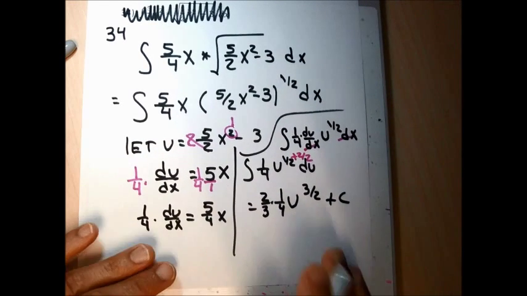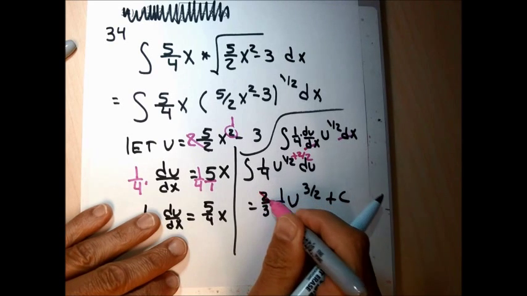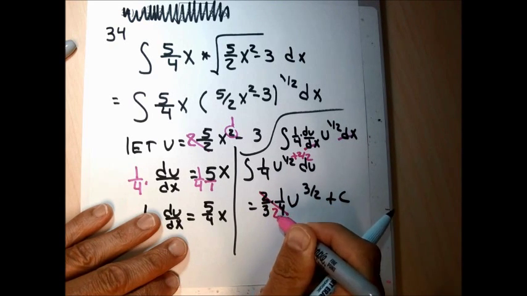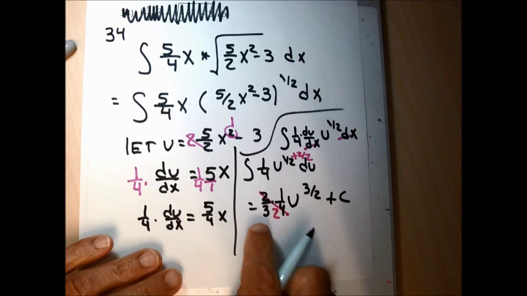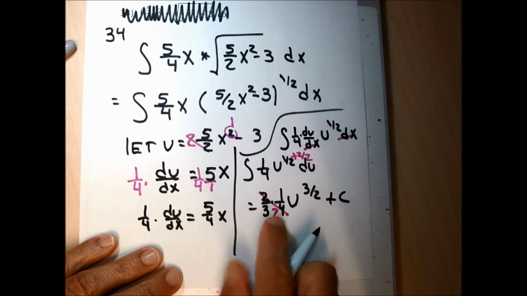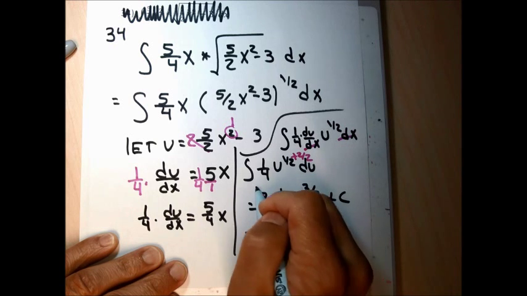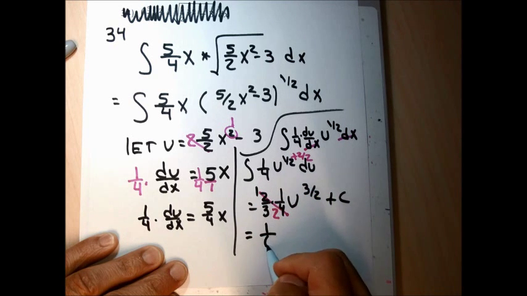Don't have a lot of room here, so I'm going to try to do a couple things at once. I'm going to cancel the 2 and the 4, and that's going to turn me into a 6 in the denominator because I'm going to have a 3 times 2. The numerator is 1 times 1, so I'm going to get a 1/6.